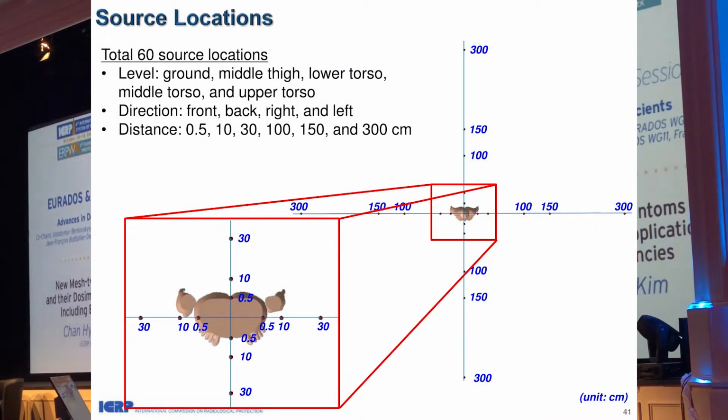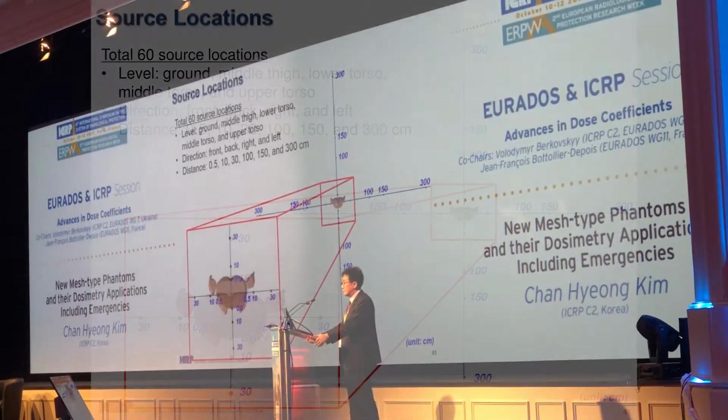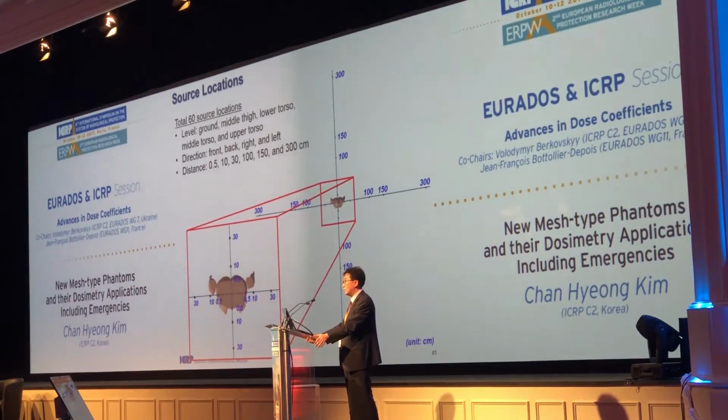We considered a total of 60 source locations, and these were selected very carefully because we don't want to expand our calculation cases. We considered 5 levels: sources on ground level, middle thigh level, and also lower torso, middle torso, and upper torso levels. We considered 4 directions, and distances from 0.5 centimeters from the surface of the body up to 300 centimeters.